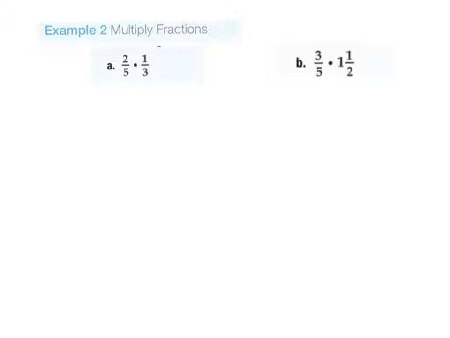Now multiplying fractions, you just multiply the numerators and the denominators. You don't have to have a common denominator when you're doing multiplication. This becomes 2 over 15. And since this is already reduced, that would be our answer.